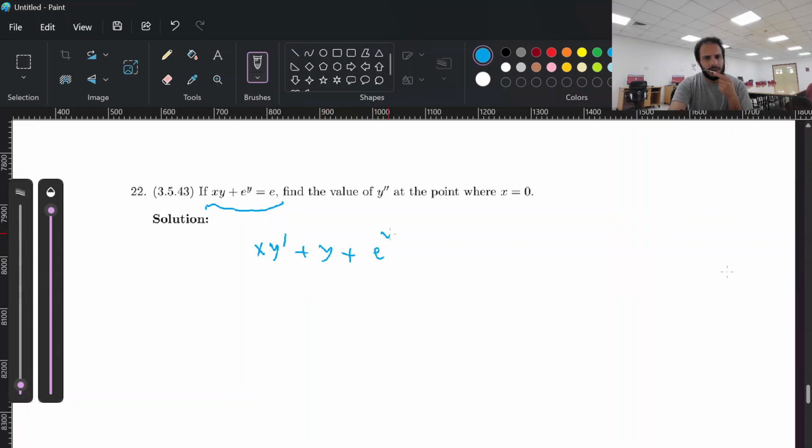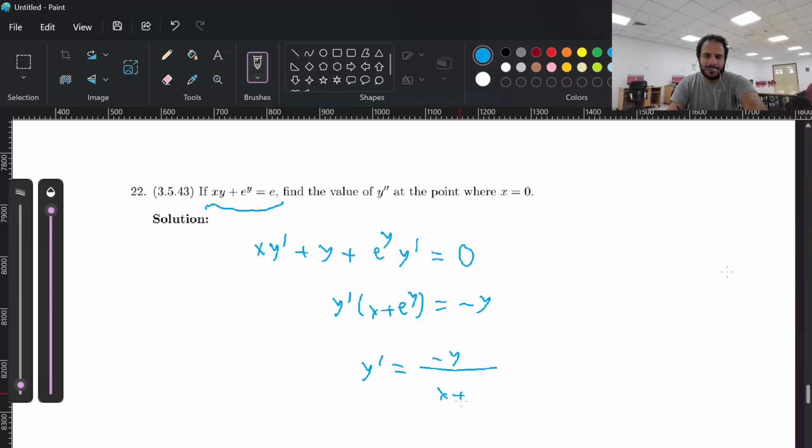Plus e to the y times y prime equals 0. Now we differentiate again, but before that, if you want, we can solve for y prime. We get y prime times (x plus e to y) equals minus y, right? Yes, Professor. Then y prime equals minus y over x plus e to the y.